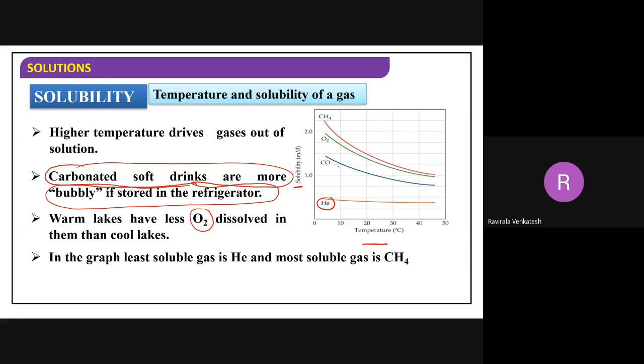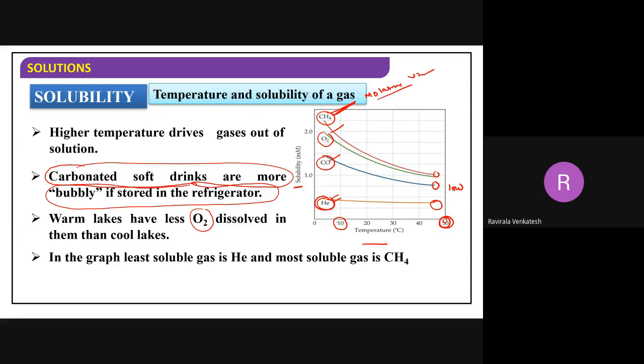Now this is the graph of solubility versus temperature. You observe helium, carbon monoxide, oxygen, methane. At low temperature, their solubilities are very high. At high temperature, their solubilities are very low. Methane has more solubility compared with helium because of its larger molar mass. It depends upon molar mass and interactions, van der Waals forces of attraction. Helium is an inert gas with lower van der Waals forces because of its atomic weight. So those are different factors.